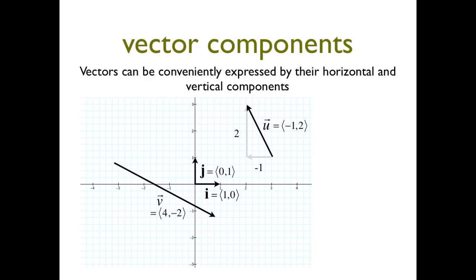So by scaling i and j, we can get the vector u. What would we have to do to i and j and combine them to get the vector u? We just take the opposite of i, and we take 2 times j, and if we add them together, we have the vector u. So it provides a different way of expressing the vector u. So this is like component form.